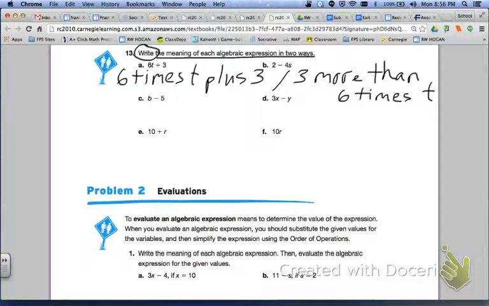Let's take a look at number 13 at the top of the next page. We are going to be writing the meaning of each algebraic expression in two ways. I went ahead and showed you an example for letter A. We have 6t plus 3. So if I want to write out the meaning of that algebraic expression two different ways, one example could be 6 times t plus 3, and the other example that I could use is 3 more than 6 times t. So that's what you are going to do for letters B through F for number 13.